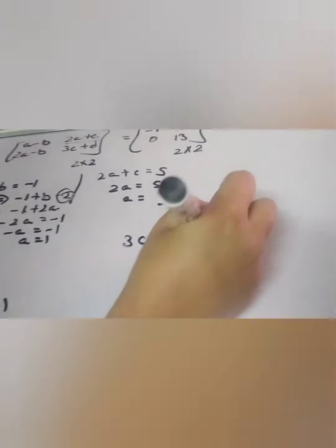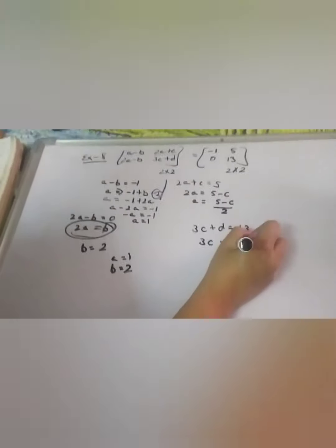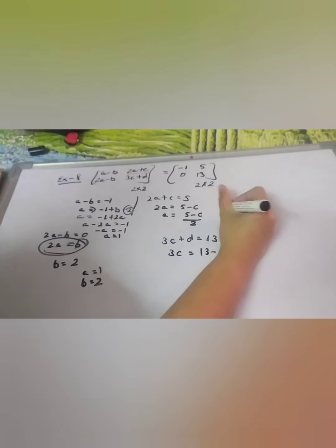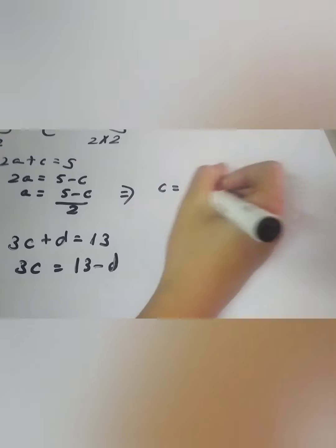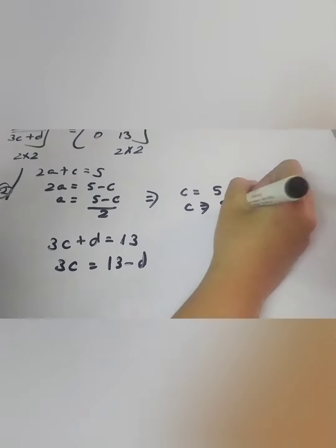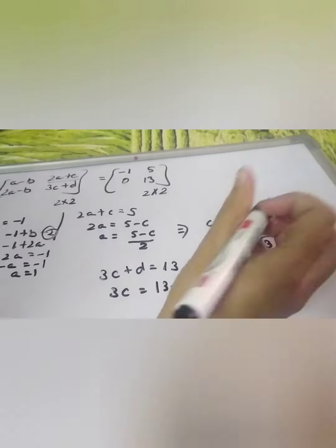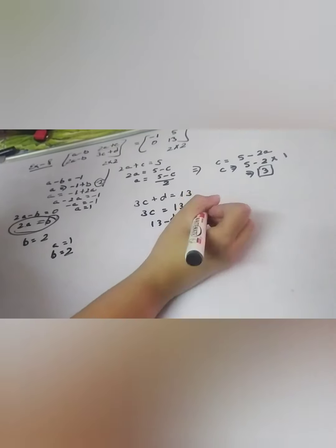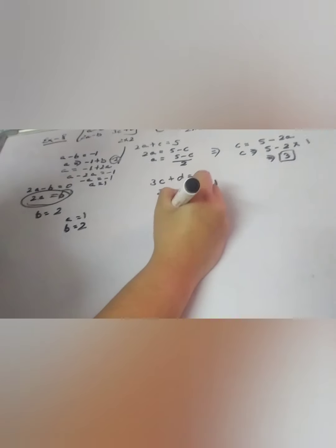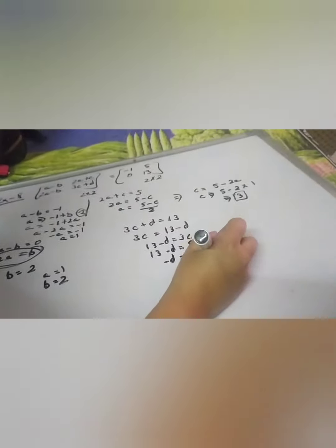C plus D equals 13. 3C equals 13 minus D. From this, the value of C equals 5 minus 2A. We can find the value of C from this: 5 minus 2 into the value of A equals 1. 5 minus 2 equals 3. The value of C equals 3. For the value of D, 13 minus D equals 3C. 13 minus D equals 9, with C equals 3. Minus D equals 9 minus 13 equals minus 4. D equals 4. So let's see another one.